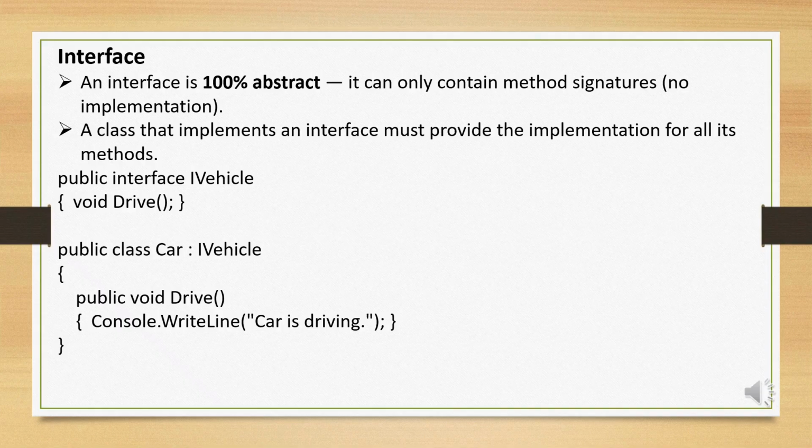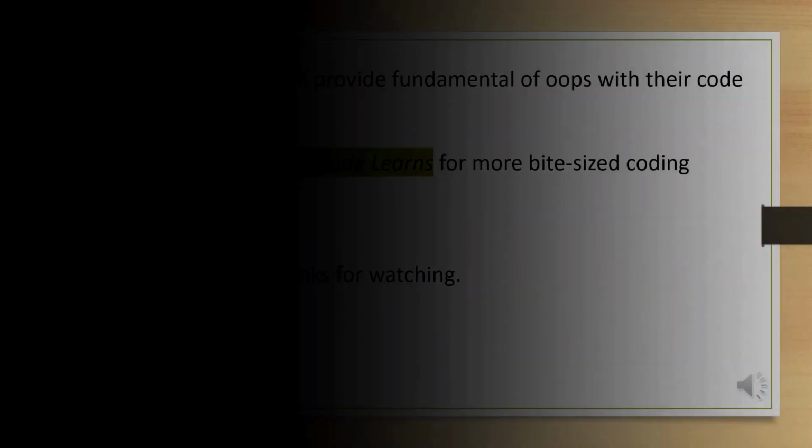Car class implements the IVehicle interface. It must implement the Drive method. When Drive is called on a Car object, it prints "Car is driving." A class can implement multiple interfaces, which is C#'s way to support multiple inheritance.